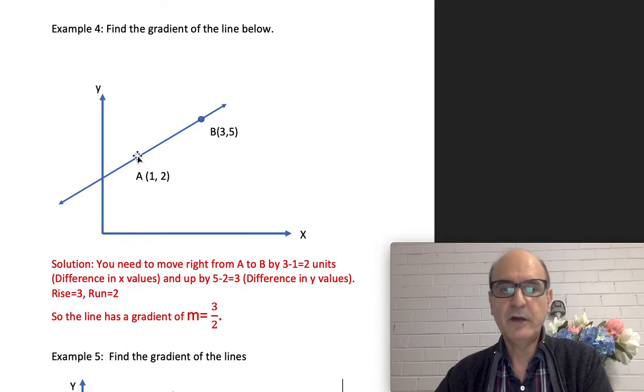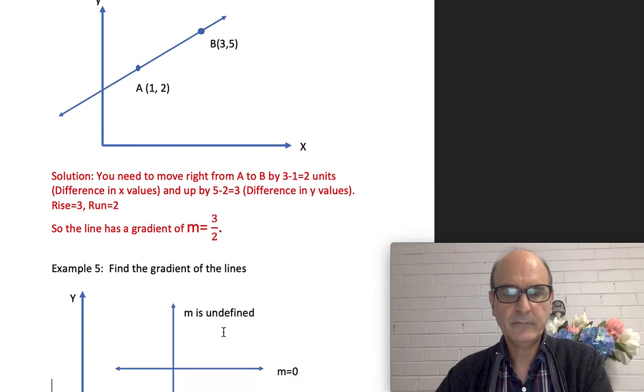So remember, run is the difference in x's, and rise is the difference in y's. So the y of the second point is 5, the first point is 2. What is their difference? The difference between 5 and 2 is 3. 5 take away 2 is 3. So my rise is this difference, which is 3, and my run is this difference, which is 2. So you're going to have 3 over 2 as your gradient.